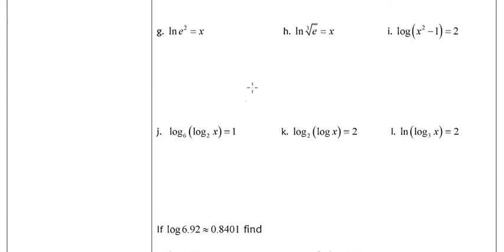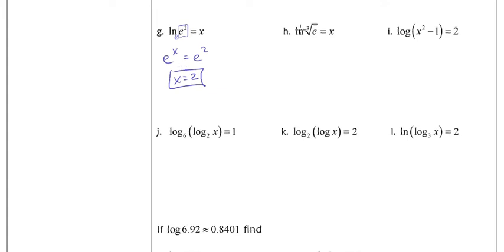Right, now we have the next set of questions here. We have the natural log of e squared equals x, and so changing this into exponential form, we have base e, because natural log, so base e to the x power is equal to e squared. And so what would x be? Well, x would be 2.